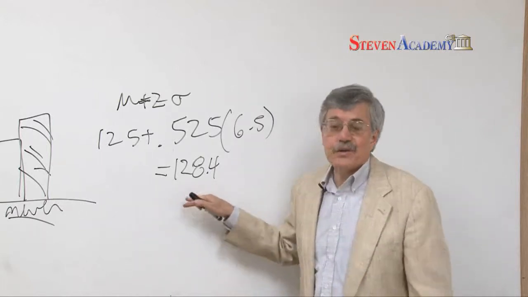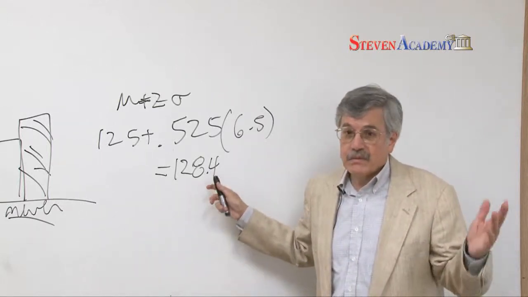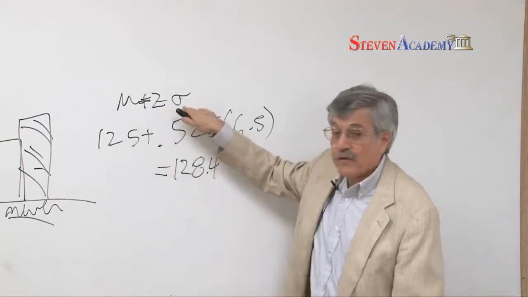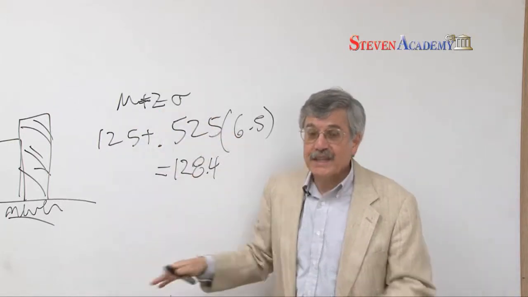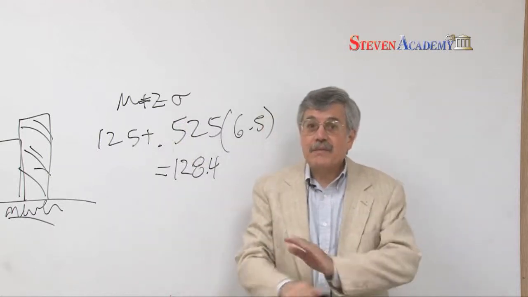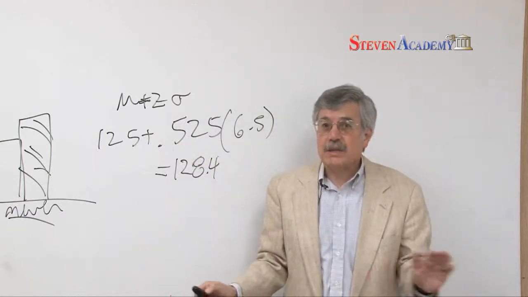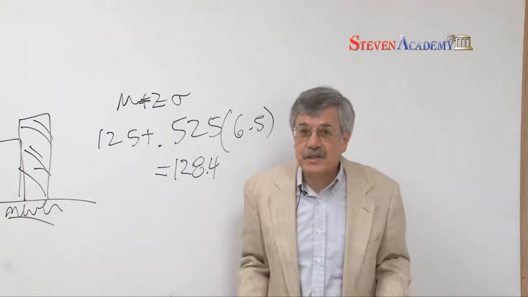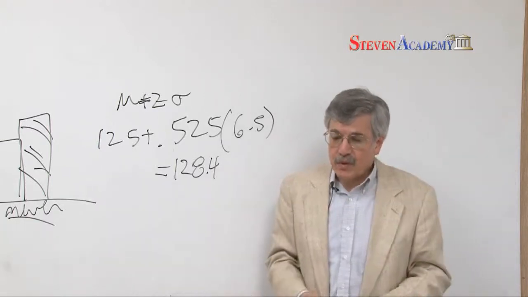Don't just write 128.4 on the answer sheet. Show your calculation. Show the formula. Put everything down on the paper. Don't leave any possibility for the grader to question how you came about with this number. Show every step of the way.